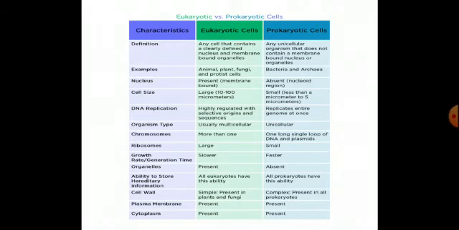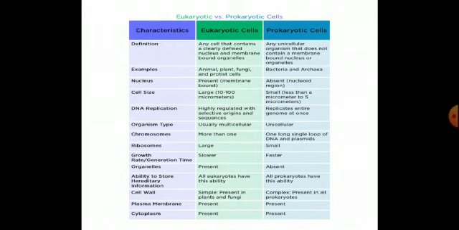In eukaryotes, the nucleus is present and membrane bound. In the prokaryotic cell, it is in the form of a nucleoid. The cell size of the eukaryotic cell is 10 to 100 micrometers, and the prokaryotic cell is very small, less than 5 micrometers. DNA replication in eukaryotes is highly regulated; here it replicates the entire genome only once. Organism type in eukaryotes is multicellular. In the case of prokaryotes, unicellular.